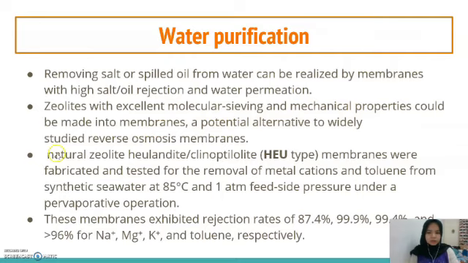So for example, natural zeolite HEU type membranes were fabricated to remove metal cations and toluene from synthetic seawater at 85 degrees Celsius under pervaporation. So these membranes show a high rejection rate of metal cations and toluene.